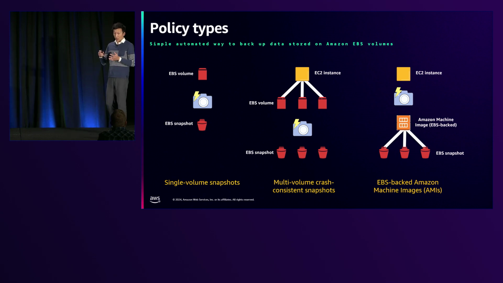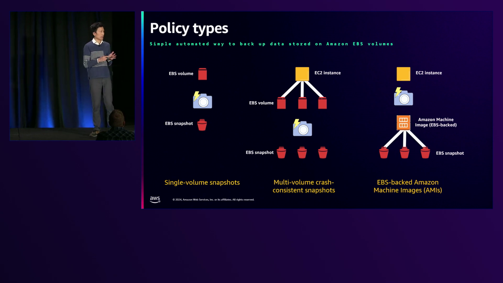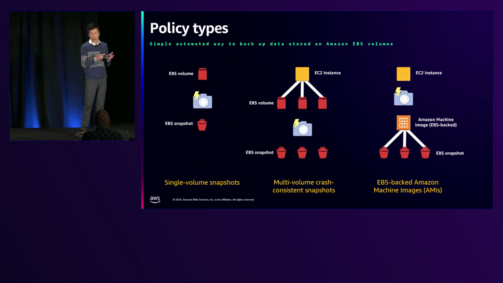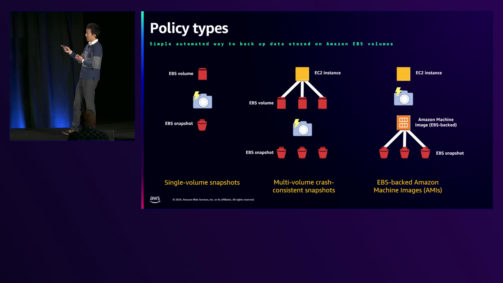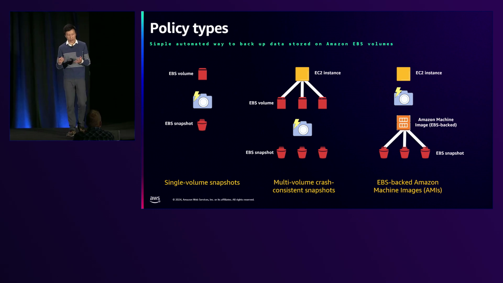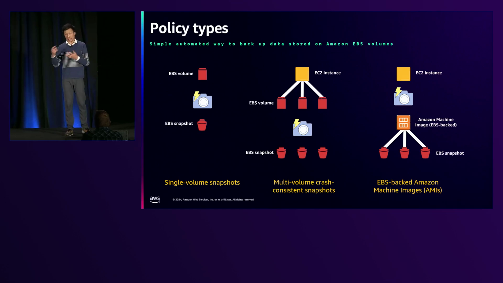But before I do that, I just want to talk about the 3 different policy types that customers can create using DLM and how that fits in with our application consistent snapshot solution. On the left-hand side there, you have the single volume snapshot policy type, which is just creating a single snapshot from a single EBS volume.